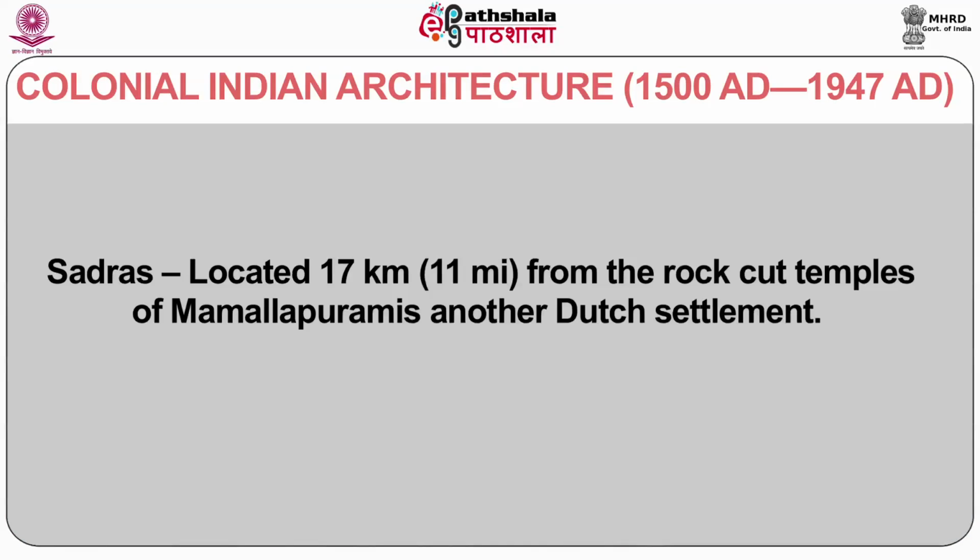The next is the Malabar Coast, Kochi: the Dutch Palace, also known as the Mattancherry Palace, which was originally built by the Portuguese, but it fell into the hands of the Dutch when the Portuguese lost control of Kochi, and they redesigned it in their style. Then the next is Sadras, located 70 kilometers from the rock-cut temples of Mamallapuram, another Dutch settlement.